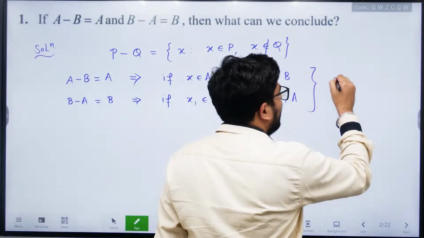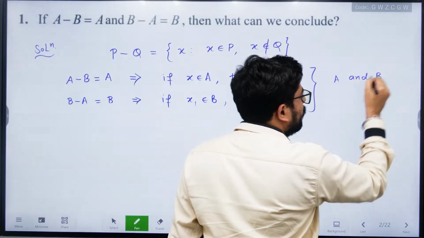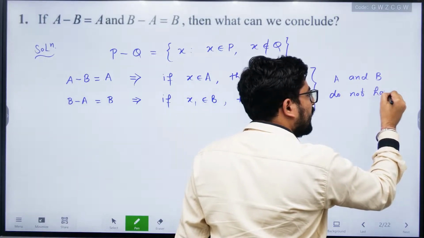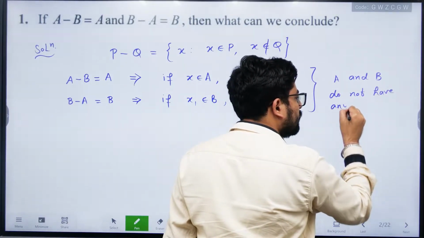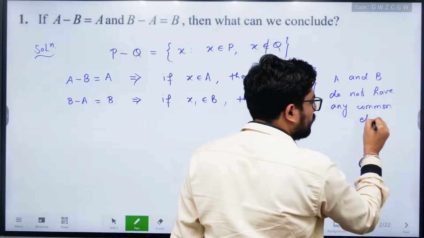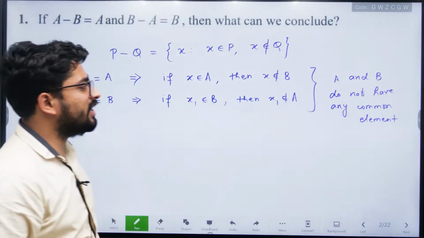A and B do not have any common element. Yes, A and B do not have any common element.